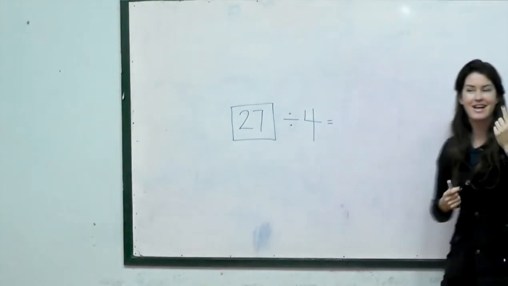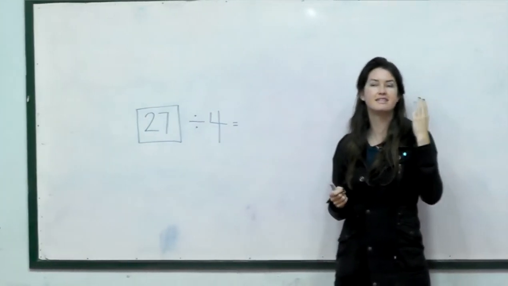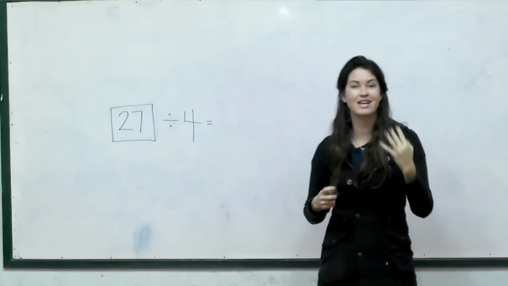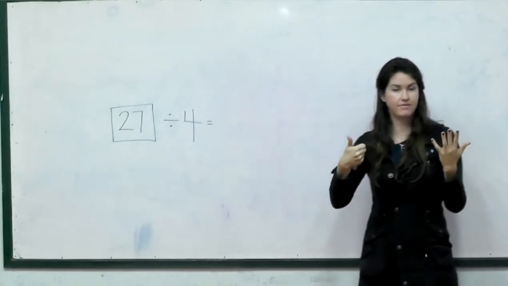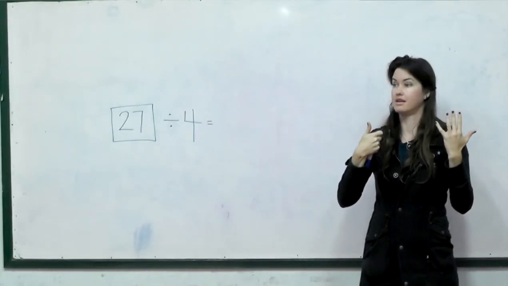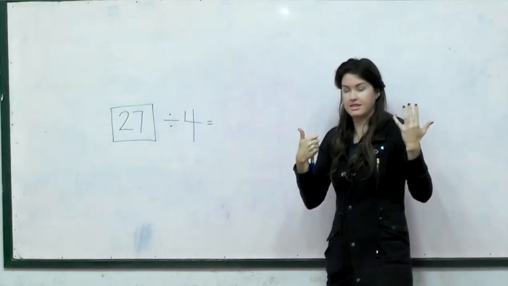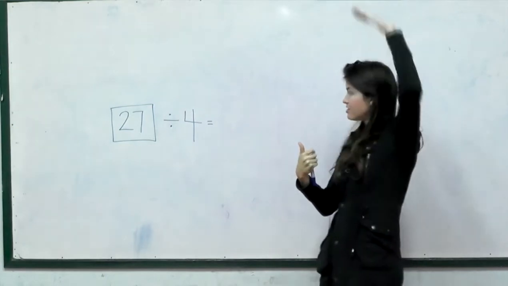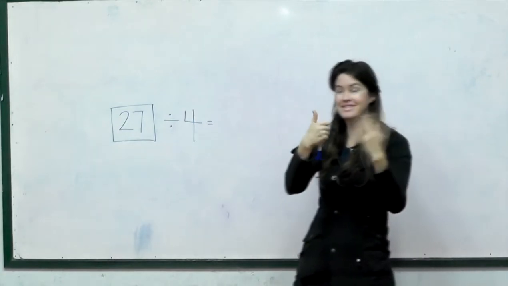Here we go. 4, 8, 12, 16, 20, 24. Stop. Why do we stop there? 28 is higher. Our next multiple would be 28. That's too high. It's higher than 27. So we have 6.